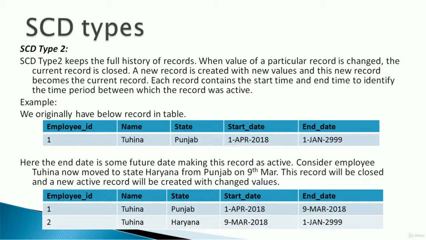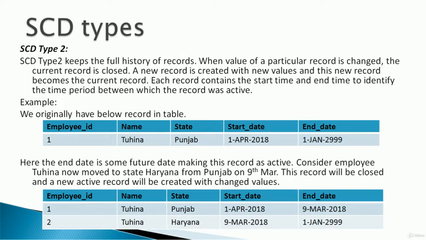Next we have SCD type 2. This is the second method. SCD type 2 keeps the full history of records. So this is the main advantage, wherein we want to maintain the history of records for further analysis. So SCD type 2 keeps the full history of records. When the value of a particular record is changed, the current record is closed, a new record is created with new values, and this new record becomes the current record.